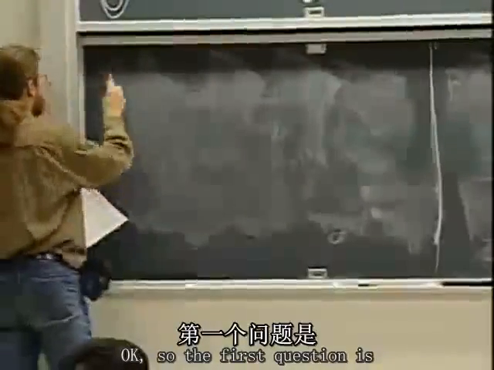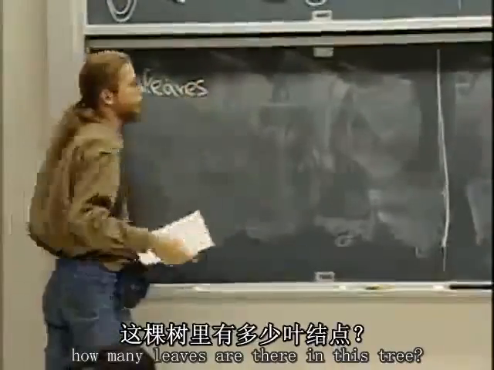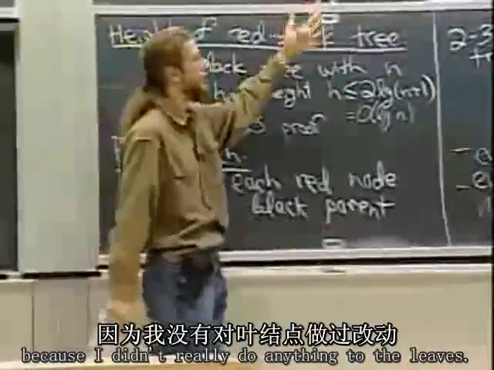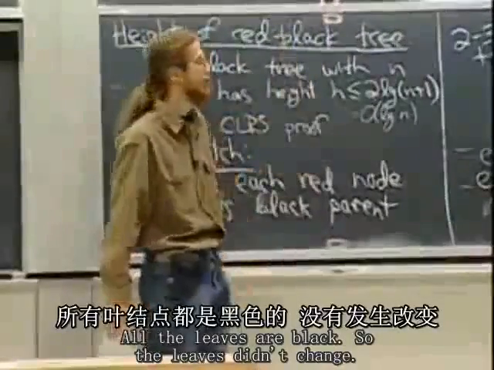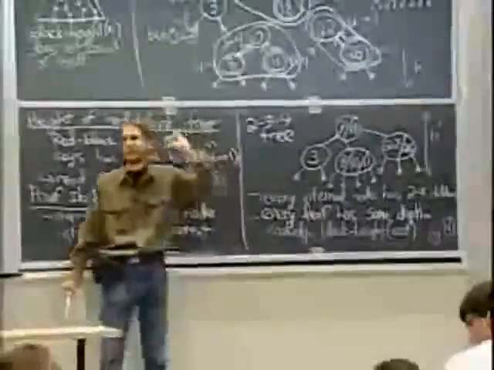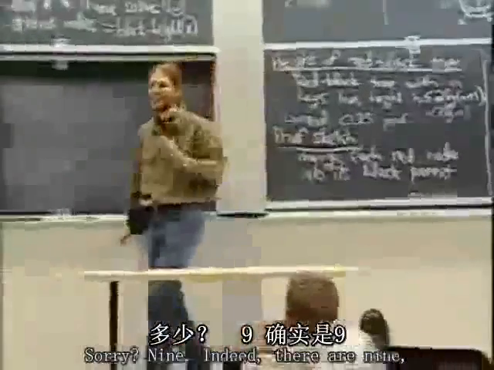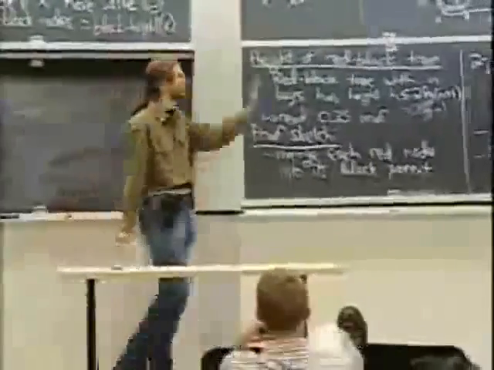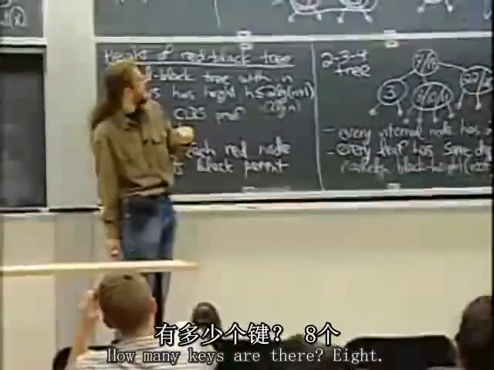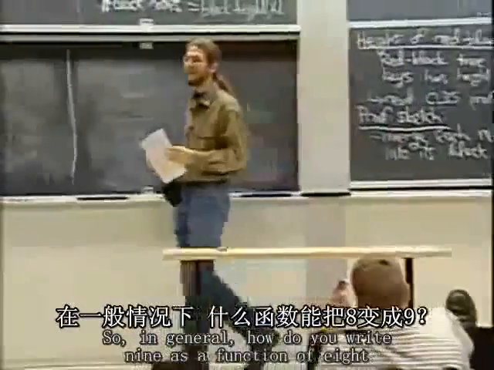So first question is, how many leaves are there in this tree? It doesn't really matter which tree I'm looking at, because I didn't do anything to the leaves. All the leaves are black, so the leaves didn't change. How many leaves are there in this tree, and therefore in this tree? Sorry? 9. Indeed, there are 9. But I meant in general, sorry. In this example, there are 9. How many keys are there? 8. So in general, how do you write 9 as a function of 8?